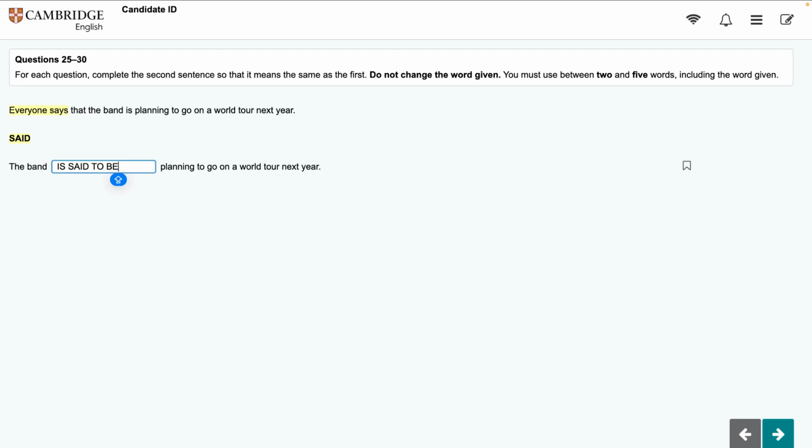Let's analyze it and check how correct this answer is. I've used the word said, that is the key word. My answer has got 4 words, so good here. And the meaning of this second sentence, the band is said to be planning to go on a world tour next year, is exactly the same as the one above. Everyone says that the band is planning to go on a world tour next year. Amazing. Let's move on. Question 30.